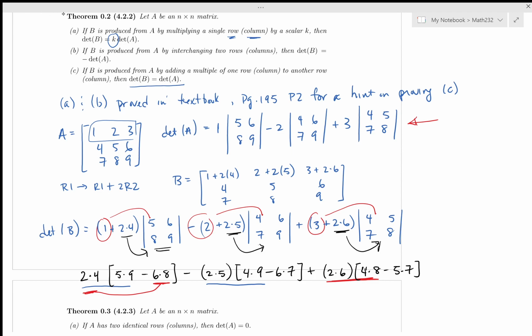We've then got 2 times 5 times 6 times 7, and that's positive. And then here we have 2 times 5 times 6 times 7 negative. So indeed, this thing is equal to 0, and the rest of it is just sitting there. So in this case, we've shown that this row operation did not change the determinant.